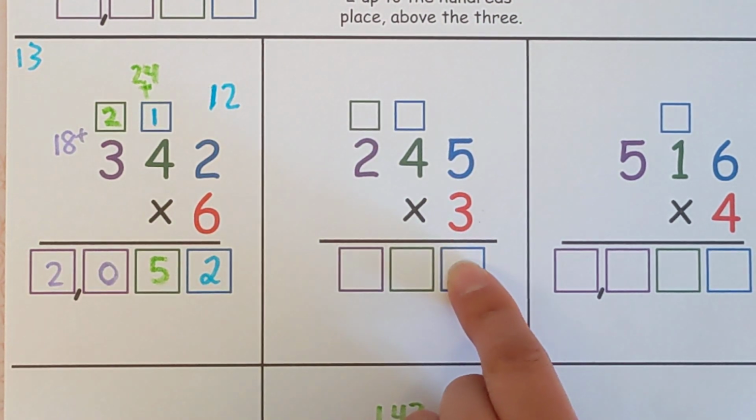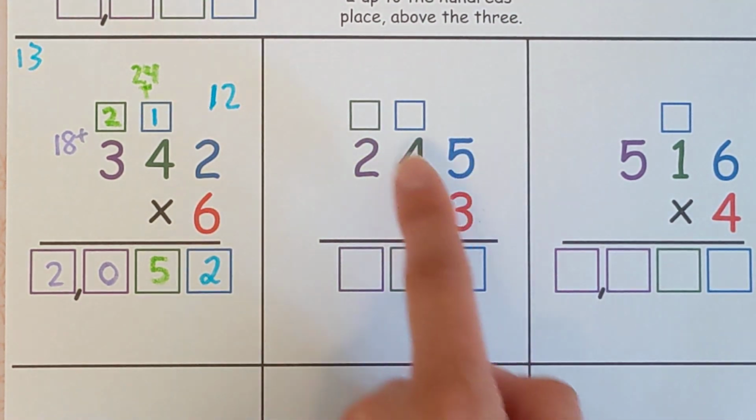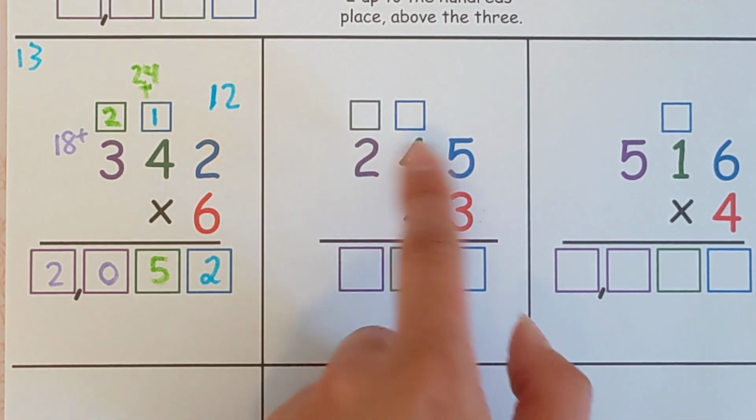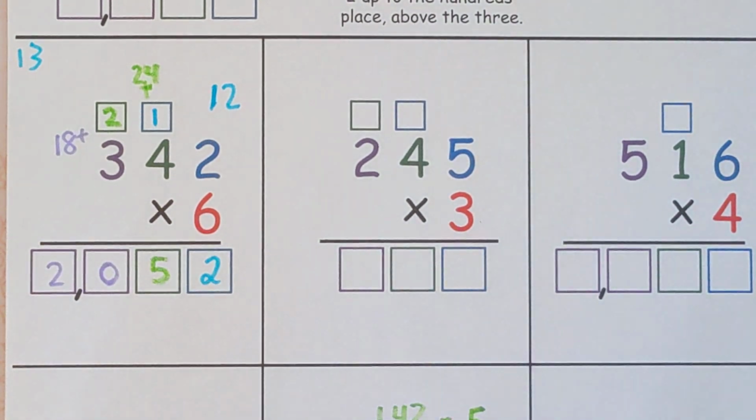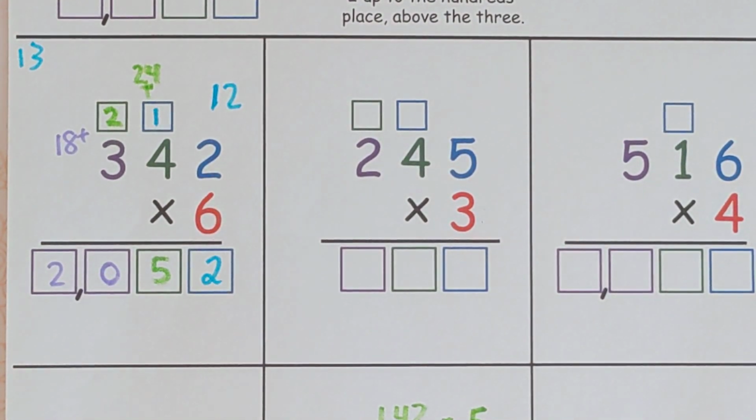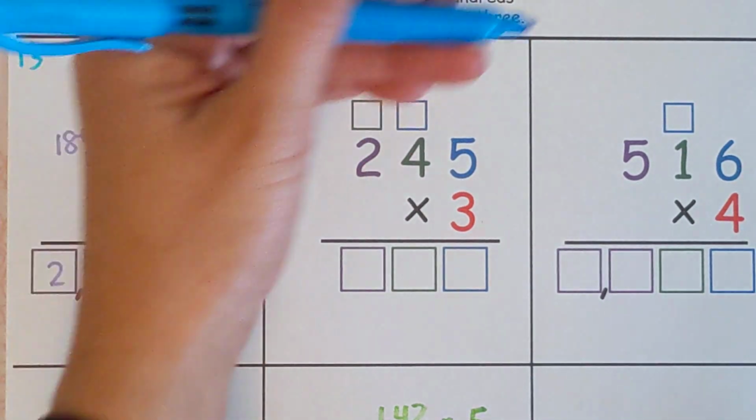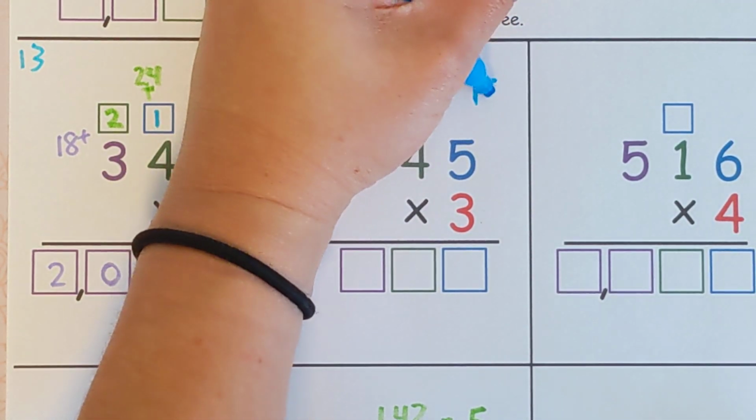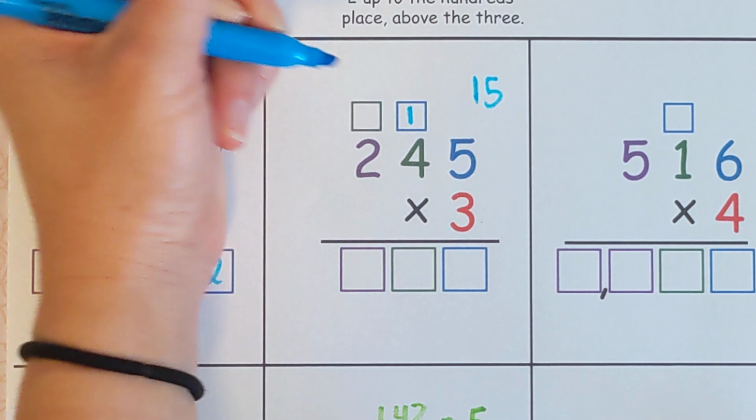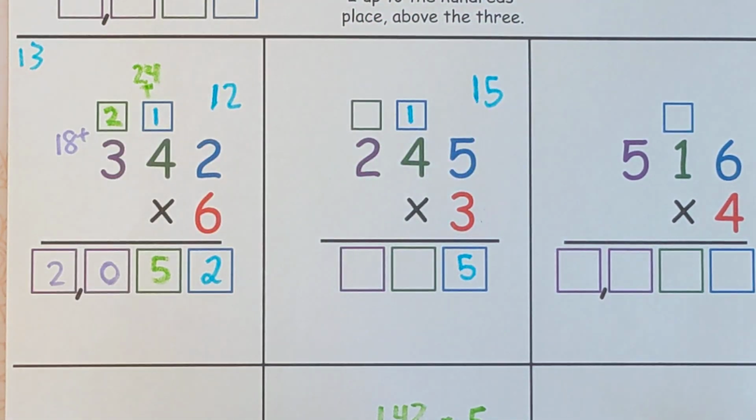You can see we're going to do blue, so 3 times 5. Then we'll do green, 3 times 4. And then purple, 3 times 2. All right, so 3 times 5 is 15. And you can't fit the whole 15 down there, so you're just going to carry just like you would if you were doing addition. So the 1 up top and the 5 underneath. Done with the blue, done with the 5.